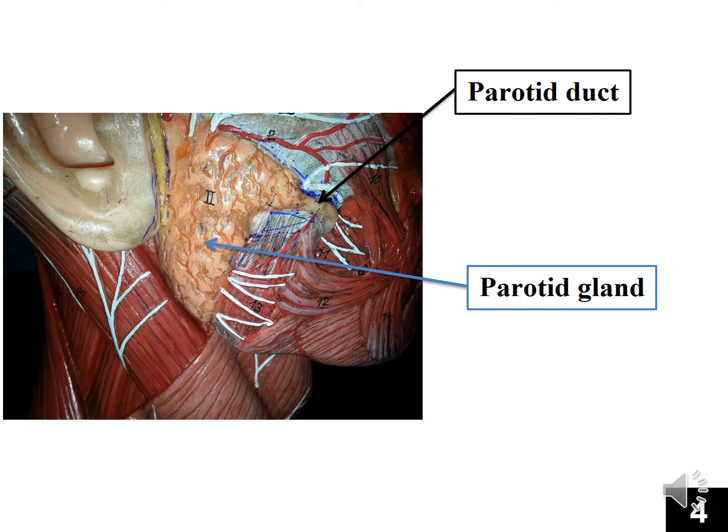Now this diagram shows you the parotid gland. You can see the parotid gland and you can also see the parotid duct. The parotid duct is indicated in black, and we said the parotid duct is about 5 centimeters long and runs over the masseter muscle. When it reaches the anterior border of the masseter it turns medially and pierces the buccinator muscle to enter the vestibule of the mouth, where it opens opposite the third molar upper molar tooth.